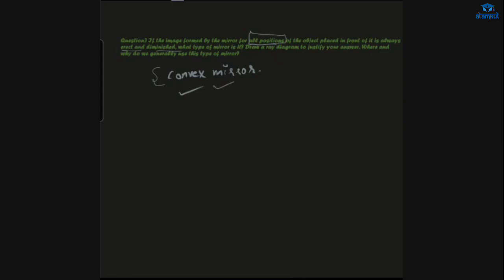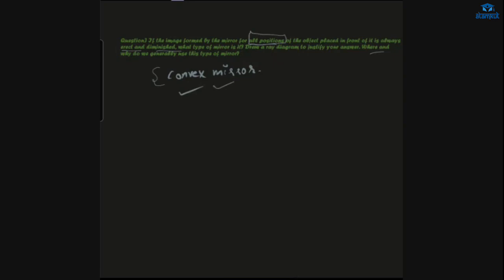Draw a ray diagram to justify your answer. Okay. And where and why do we generally use this type of mirror? You already know where we use this type of mirror: in the rear view mirror of vehicles, like cars and bikes. So we use a convex mirror so that we get an erect and quite diminished image.